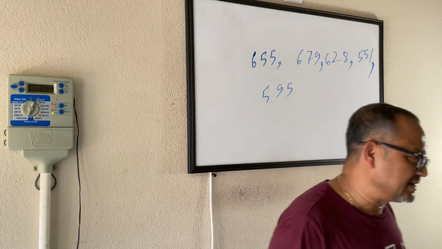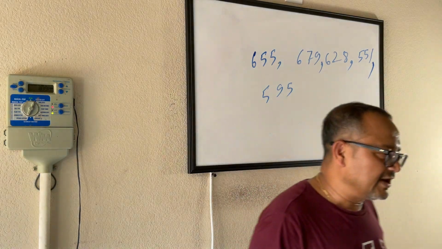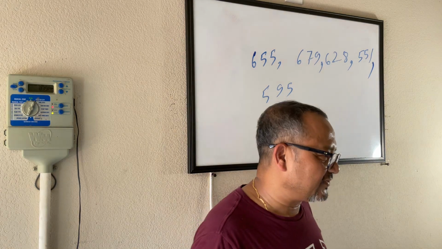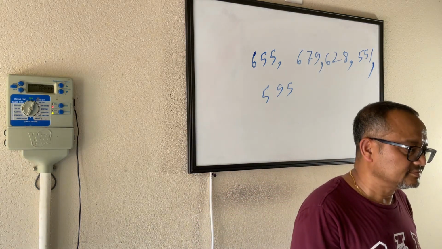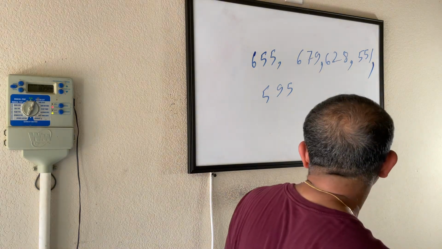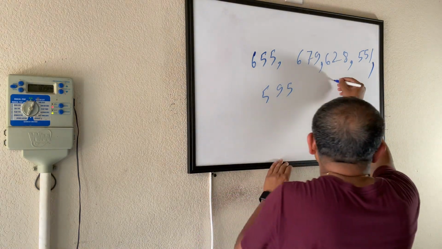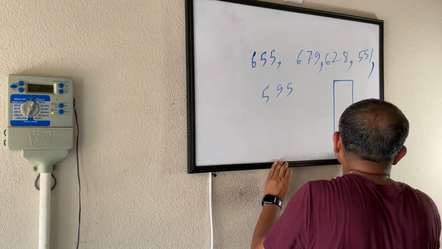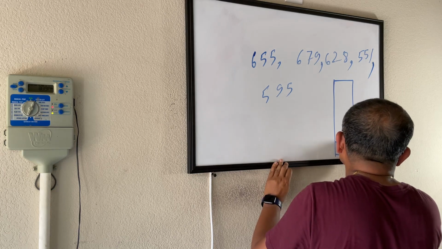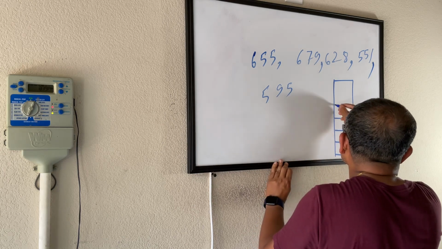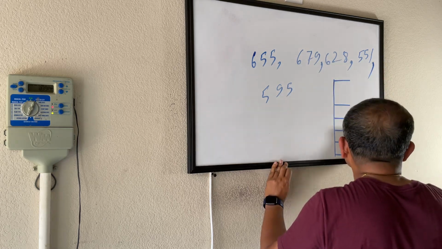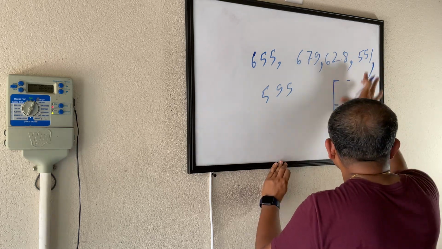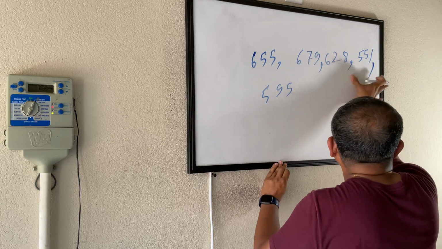Let's see what Aditya has to say, and then I will tell you guys what I was looking for. Yeah, Aditi. First, starting from the number is 551. The next becomes 595. Next comes 628. Then comes 655. And last comes the biggest number, 679.